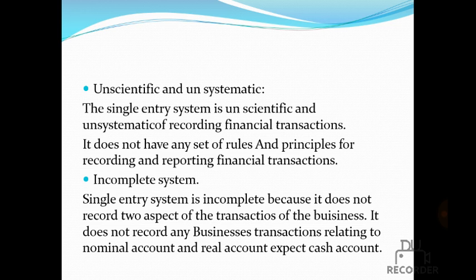losses. Under nominal account we consider sales, purchase, salaries, rent, bad debts, a lot of expenses and lost expenses. We didn't prepare any nominal account in the single entry system. That's why it is an incomplete system of accounting. In single entry we followed only an incomplete system of recording transactions. In a complete system of recording transactions we use the double entry system of accounting.